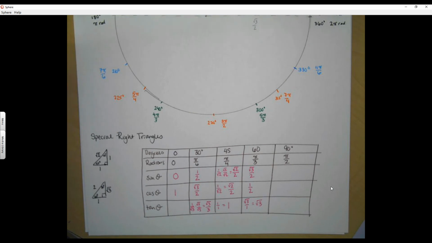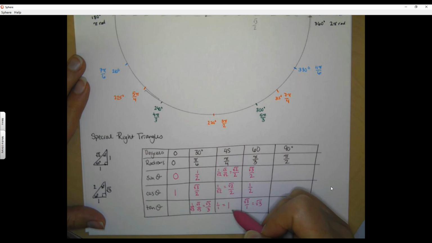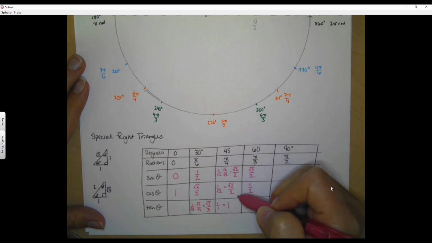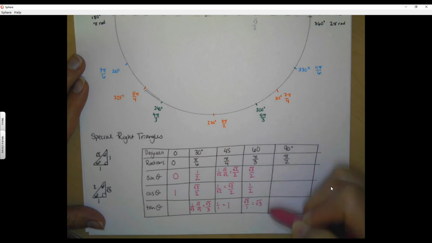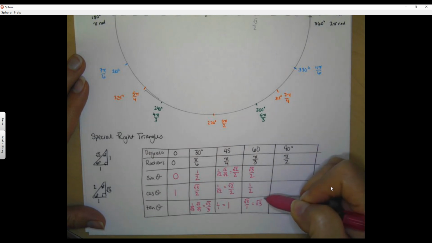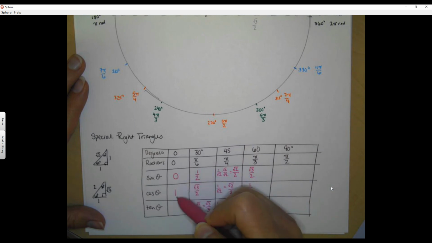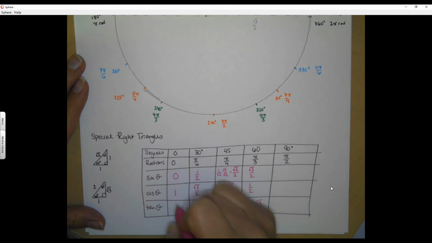The other thing you may have noticed as you were looking through our table here is that another way to get our tangent value is to divide our sine by our cosine, right? Square root 2 over 2 divided by square root 2 over 2 also gives us 1. If we have square root 3 over 2 and we divide that by 1/2, you would get square root 3. So if we do 0 divided by 1, our tangent of 0 equals 0.